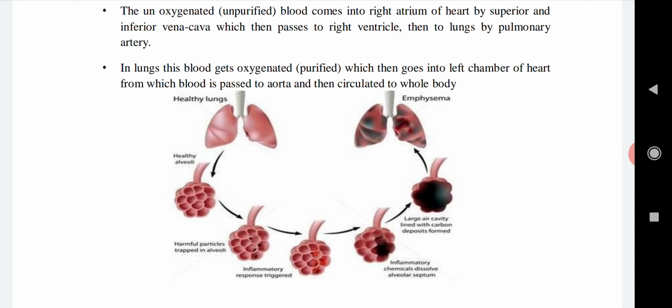That is all about the respiratory system in the human body. Thank you.